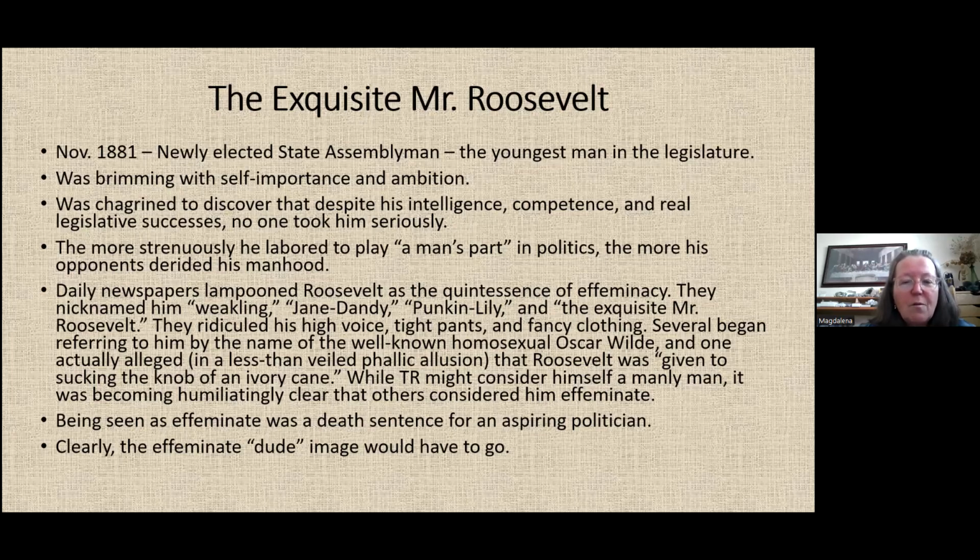While Teddy Roosevelt might consider himself a manly man, it was becoming humiliatingly clear that others considered him effeminate. But being seen as effeminate was a death sentence for an aspiring politician. So clearly this effeminate dude image would have to go, okay?